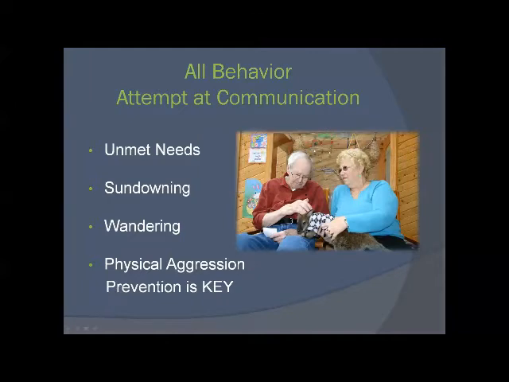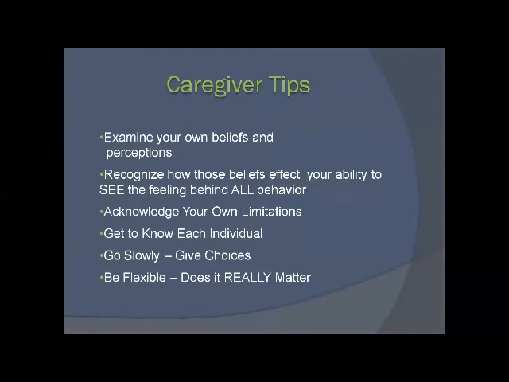So, I guess there's a few tips. Examine your own beliefs and perceptions, because that is huge. There's a direct correlation between what you think is happening to someone with later stage dementia that can't communicate and how much energy you're going to put into trying to communicate with them. Recognize how those beliefs affect your ability to see the feeling behind all behavior.